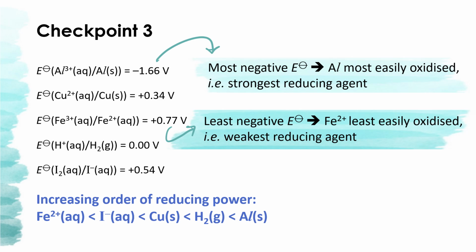From these two checkpoints, you have learned how to arrange species as stated in the question in terms of their reducing power and oxidizing power based on standard electrode potential values. More positive E value means more easily reduced. More negative E value means more easily oxidized, and you need to relate them back to oxidizing power and reducing power. Okay, application. Let's continue.